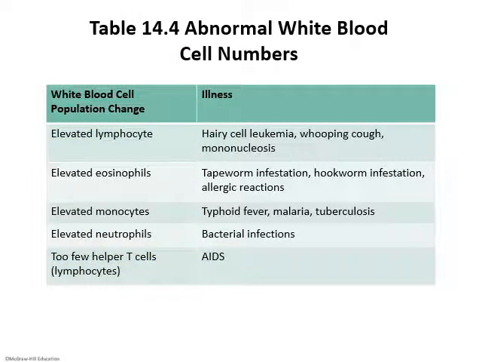Okay, so abnormal white blood cell numbers. The big ones to remember are elevated eosinophils are going to be your parasitic worm infections and allergic reactions. Elevated neutrophils being bacterial infections. And if someone has too few helper T cells, it's typically related to HIV and AIDS.